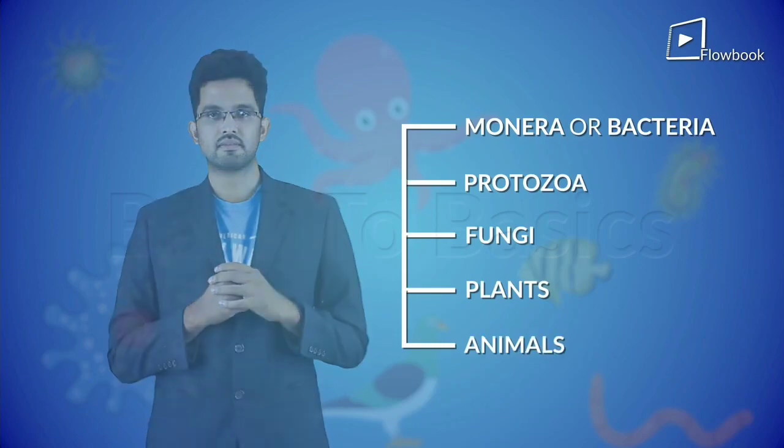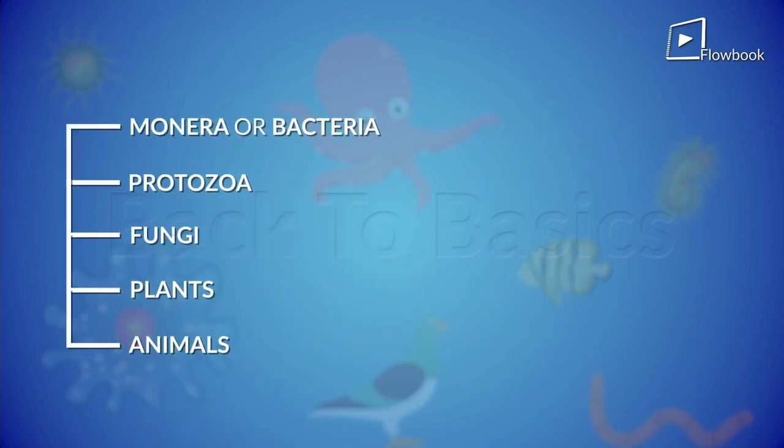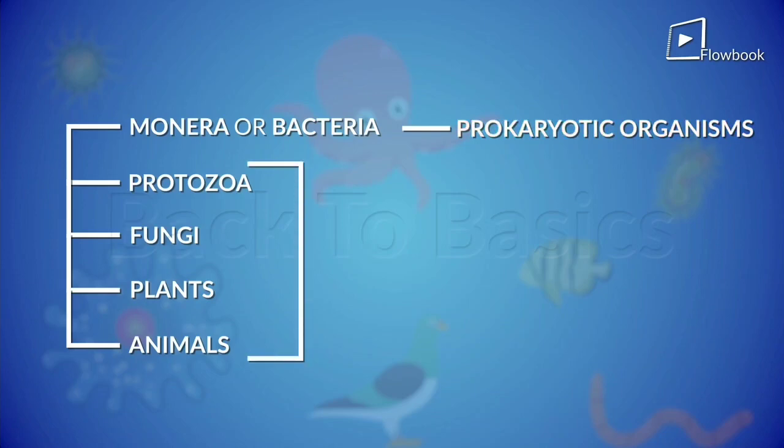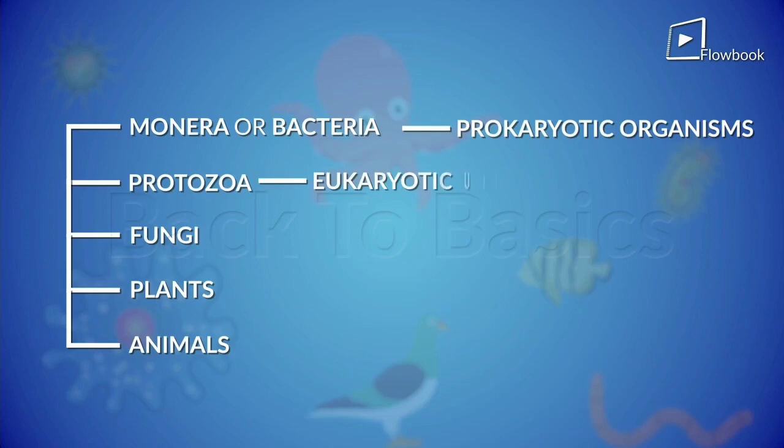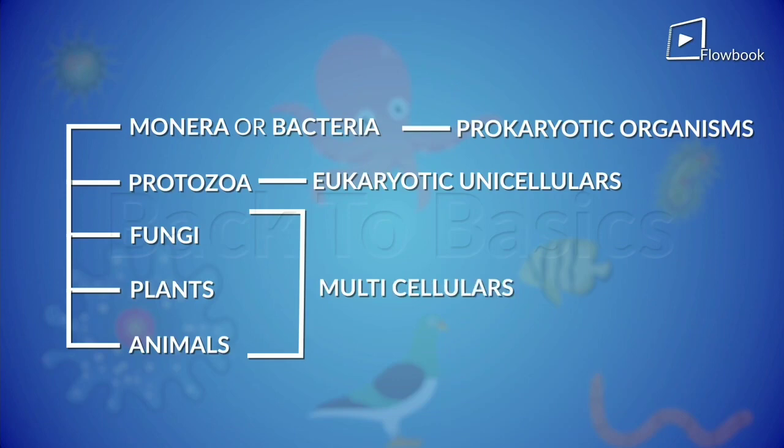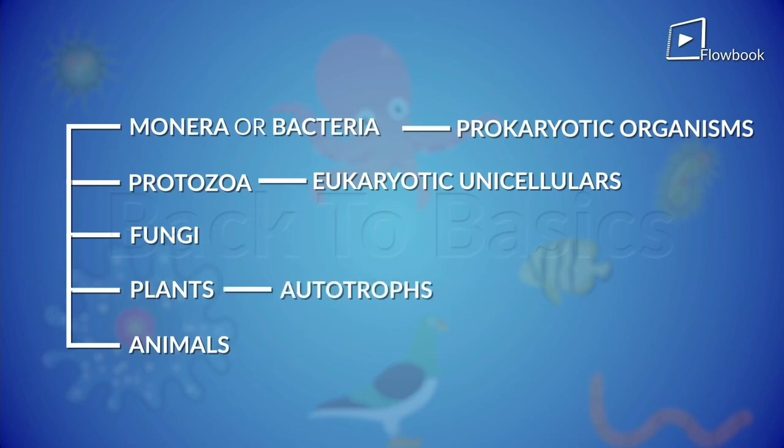Monera or bacteria represented all the prokaryotic organisms, while all others represented the eukaryotic organisms. Protista are the eukaryotic unicellulars, and plants, animals, and fungi represent the multicellulars. Again, plants are autotrophs, while animals and fungi are heterotrophs.